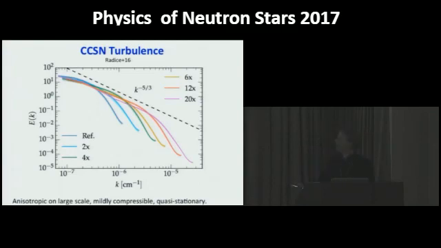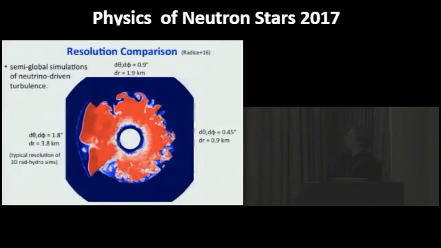Now, the resolution dependence here is actually worrisome, because at the lower resolution, this is a logarithmic scale, so you can see there's more kinetic energy on large scales. So it turns out if you run your simulation at low resolution, you end up having typically larger shock radii. So you might artificially help your explosion.